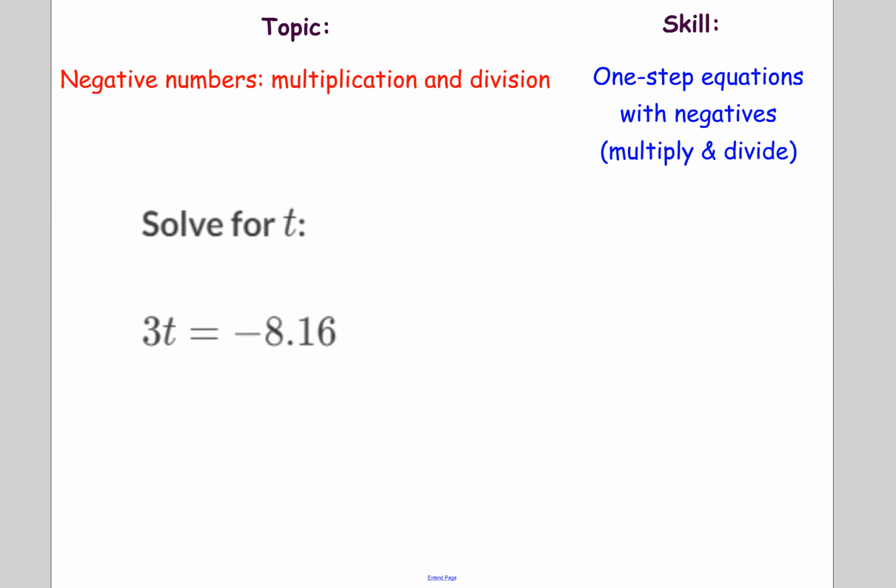This one has a multiplication, not a division. 3t equals negative 8.16. Just like in the previous problems, my goal is to get 1t by itself. If I have 3t, and I want to get 1t, look what happens. I can divide 3 by 3, right? 3 divided by 3 is 1. 1 times t, that's my goal. And on this side, I also need to divide by 3. Remember, whatever operation I do to one side of the equation to keep it balanced, I have to do to the other side. Right, Sam?